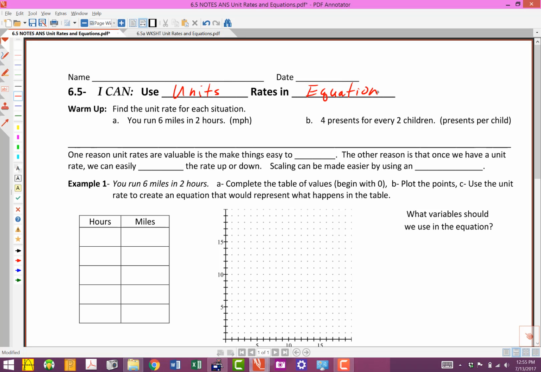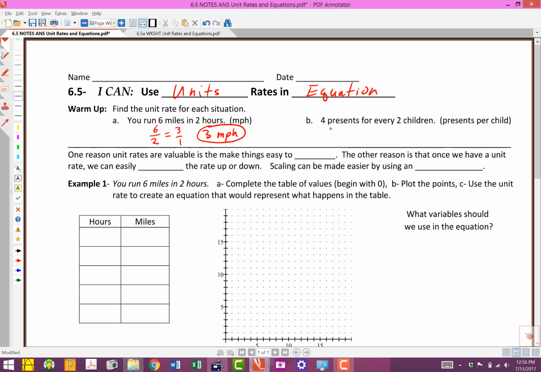So you run 6 miles in 2 hours. Well, we'd almost naturally figure that out. So this is 6 miles on the top, 2 hours on the bottom. Let's go ahead and reduce that. 2 goes in here 3 times, 2 goes in here once. So we could say 3 miles per hour. That would be the answer on that one.